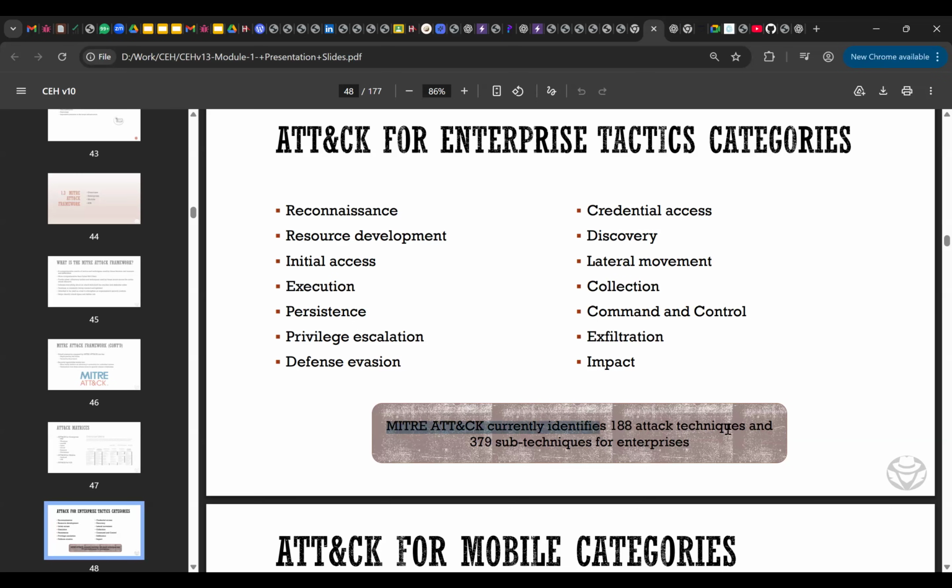Yeah, this is just a number. These are tactics, and within these tactics there are techniques. Currently there are 188 attack techniques, and within those techniques there are sub techniques as well. That number has increased now, to around 400 sub techniques. Where can I get information on those techniques? Yeah, I'll show you.